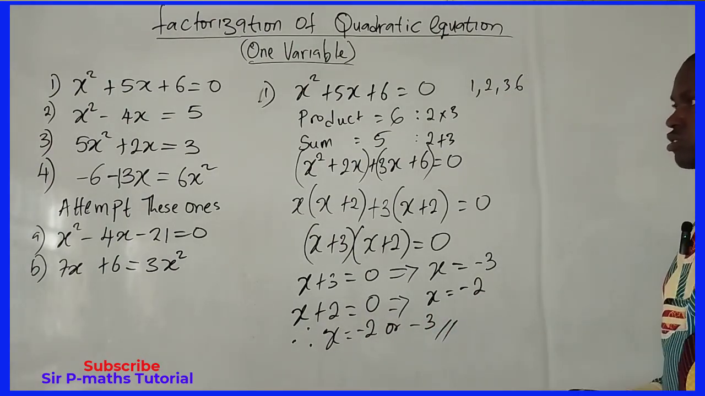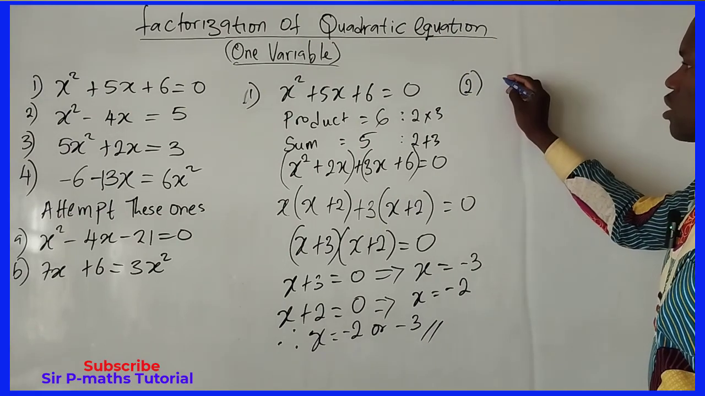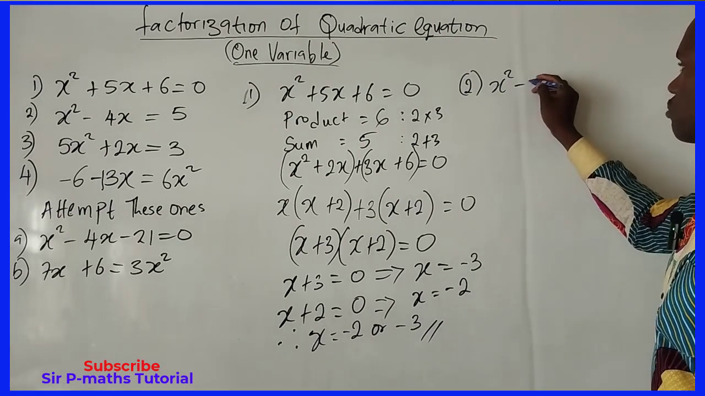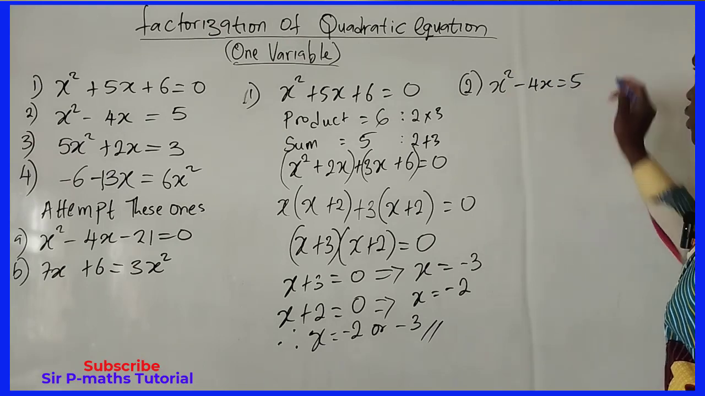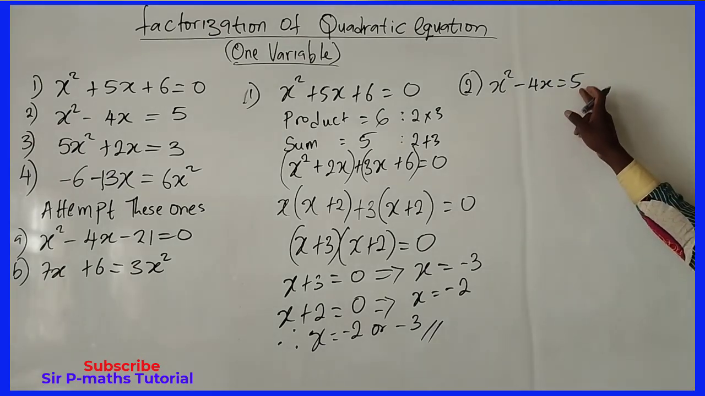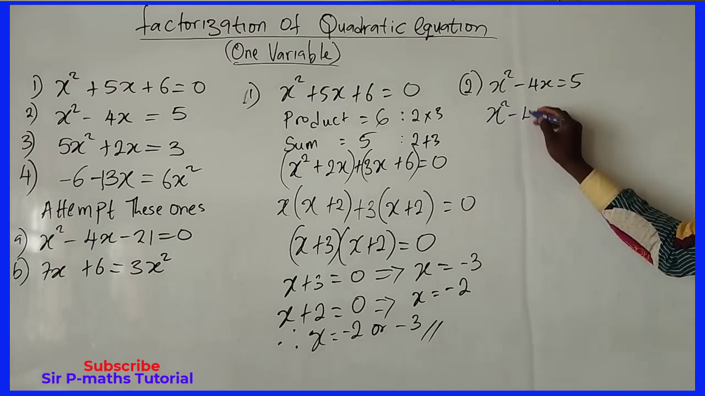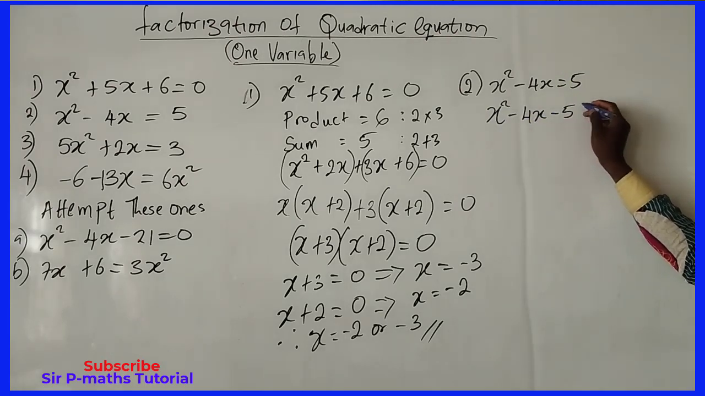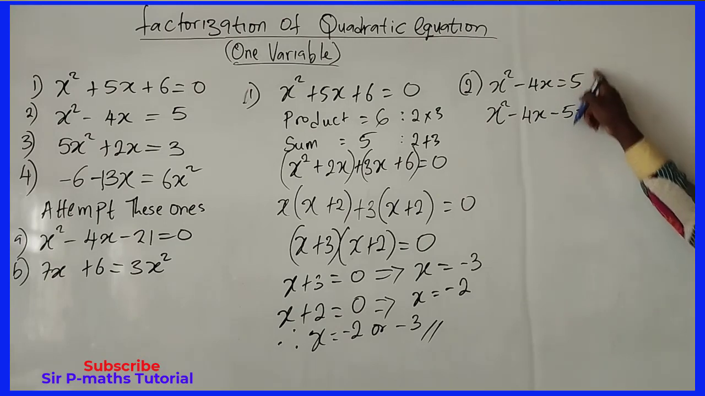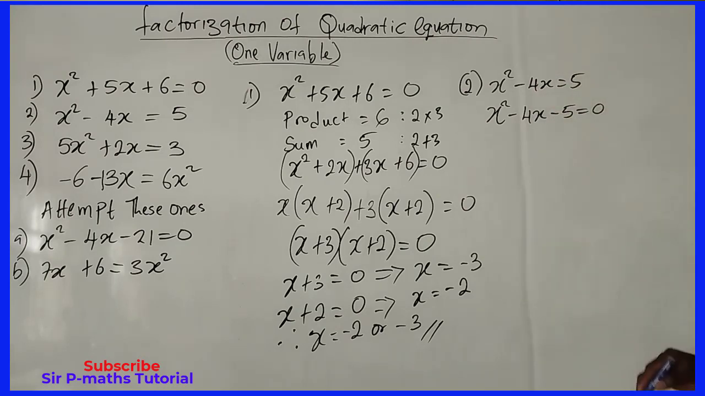Let's consider the second question. I have x squared minus 4x equal to 5. The first thing I'll do is to bring 5 across the equality sign. I will have x squared minus 4x minus 5 equal to 0. Positive 5 will cross over and become negative 5.